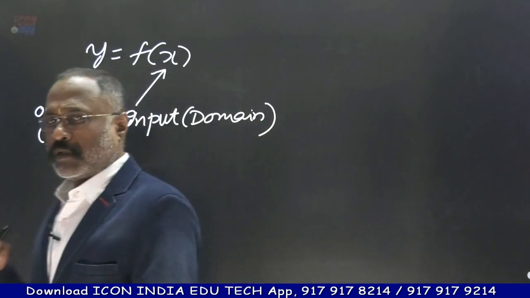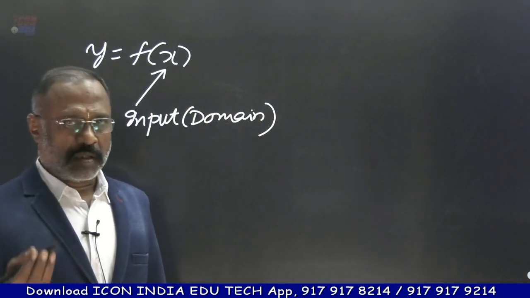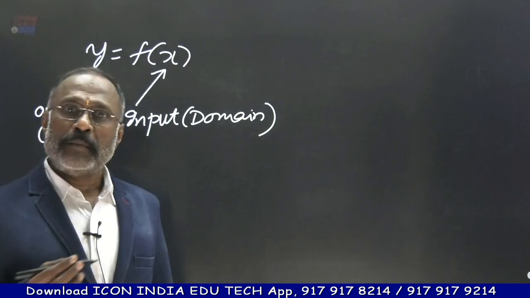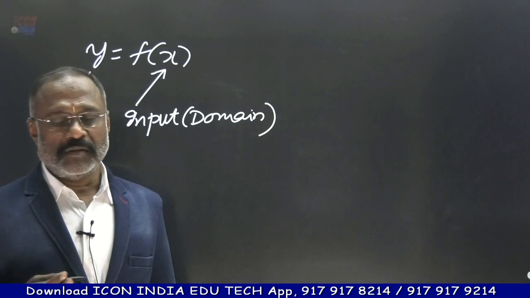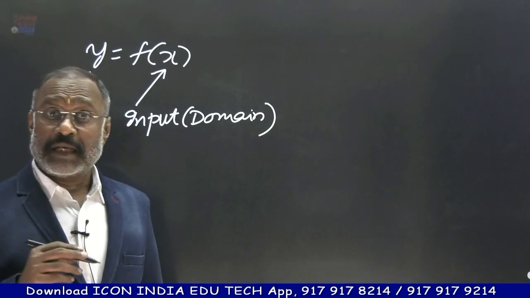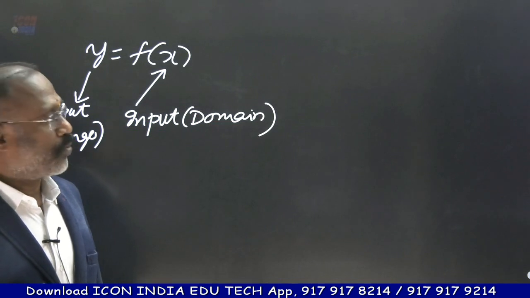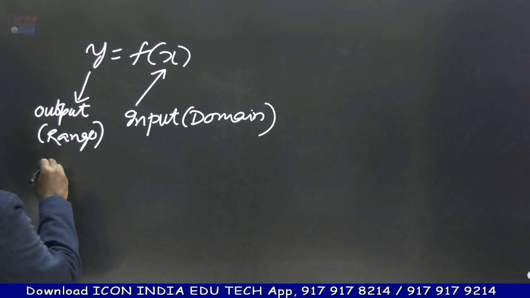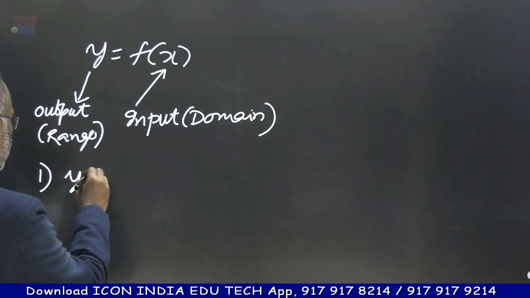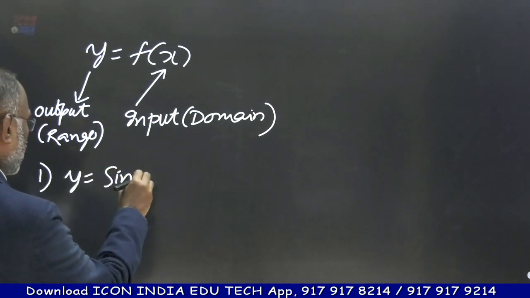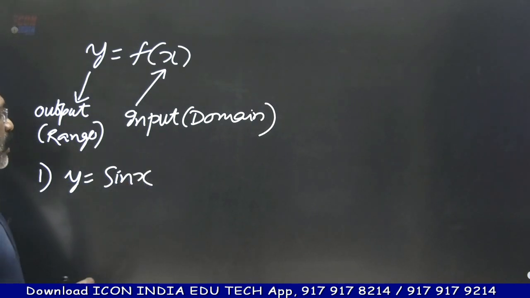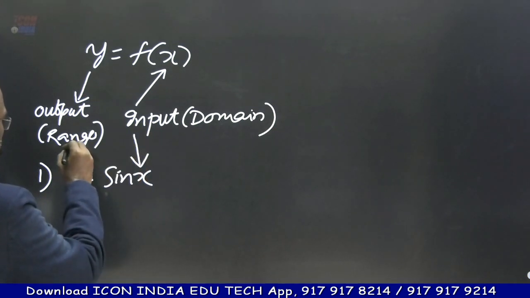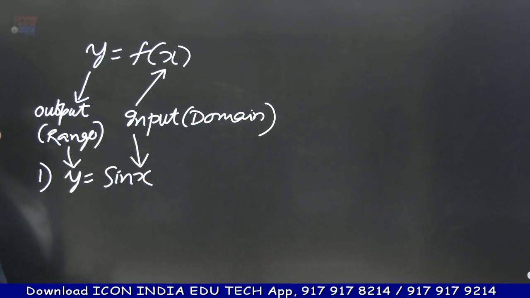So whenever we consider the trigonometric functions, what is the input? Is there any restriction? And what is the output? Is there any restriction? That's what we are going to see now. Number one is y is equal to sine x. When you take sine x, this x is nothing but the input and y is nothing but the output.